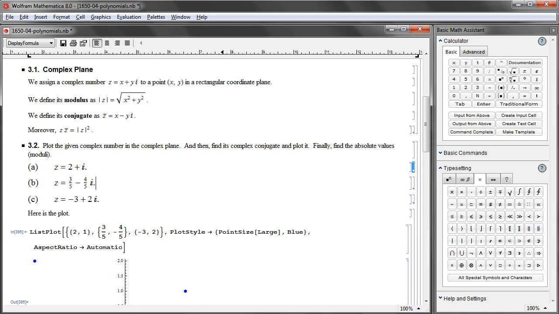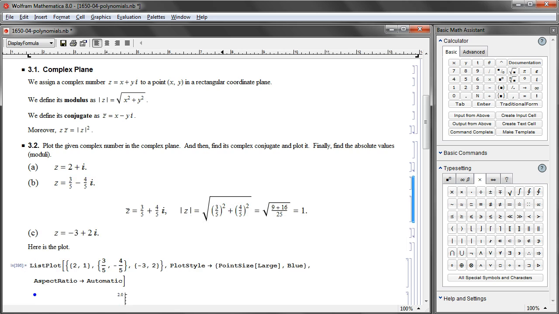How about this example here? 3/5 minus 4/5 i. All I have to do is change the middle sign. That's how you get the conjugate. So 3/5 plus 4/5 i. That's my complex conjugate.